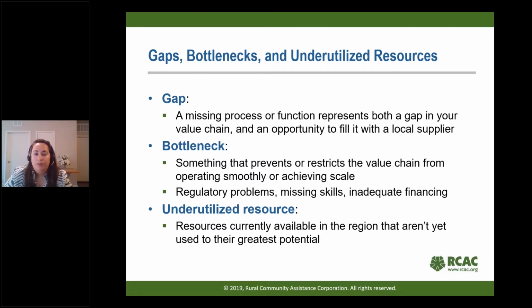An underutilized resource is a resource that already exists within your region, but is just not being used fully yet. This could be a local person who has knowledge and skills related to your product or service, or it could be part of the product itself that needs to be lifted up and supported.